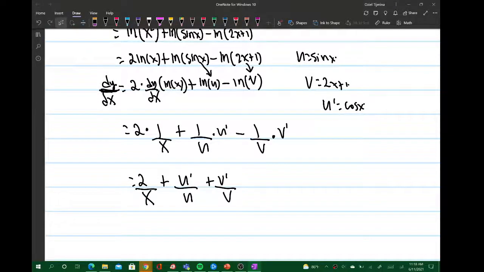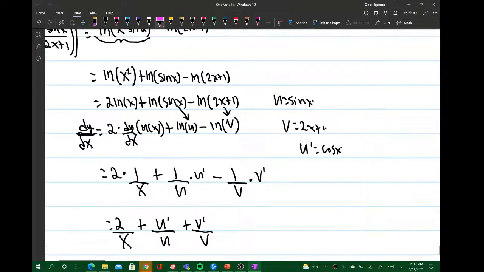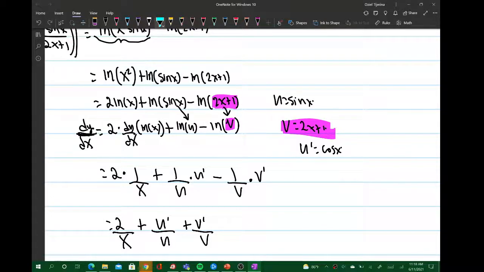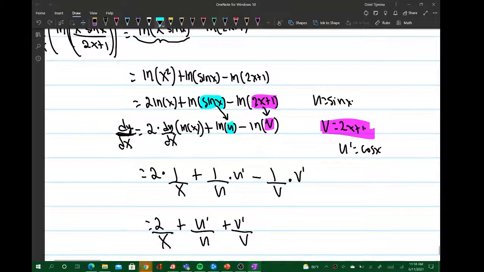So then u prime, in reality, the way I'm doing it is I'm saying that this part is what this is. And for those of you who understand better with color coding, this is what I'm saying right here.